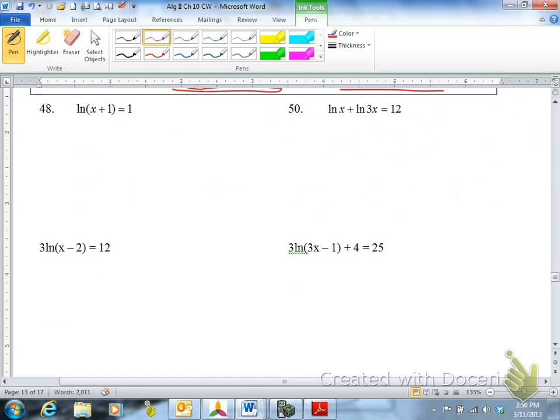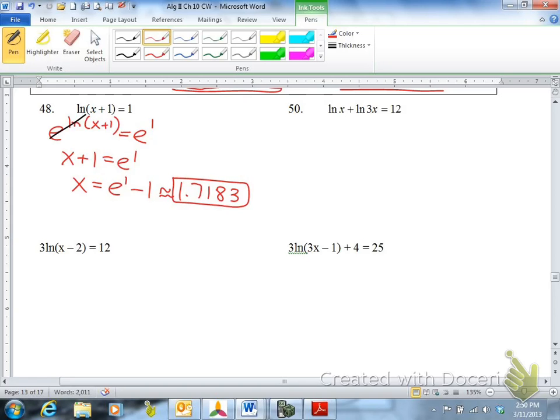So number 48, you don't have to condense anything. There's only one ln, one log. And you don't have to isolate the ln. There's no number out in front. So you e both sides, like so. And the reason you do that is because the e and the ln cancel, and then you have x plus 1 equals e to the first, which would be x equals e to the first minus 1. And when you type that into your calculator, you would get 1.7183 is what your x equals.